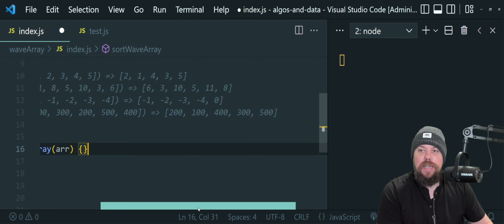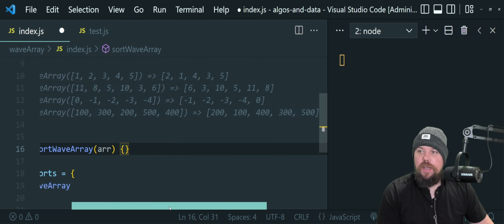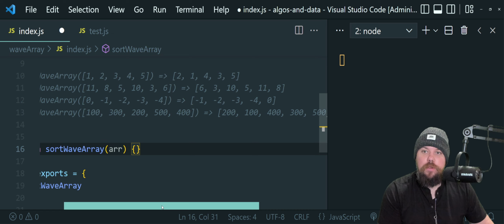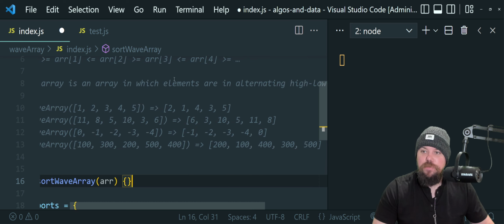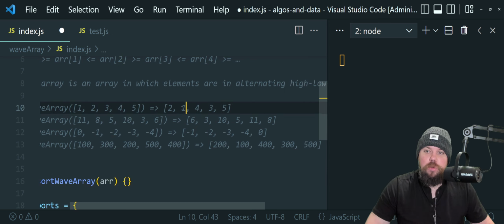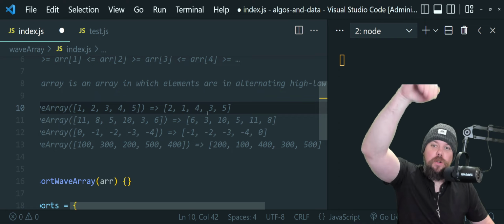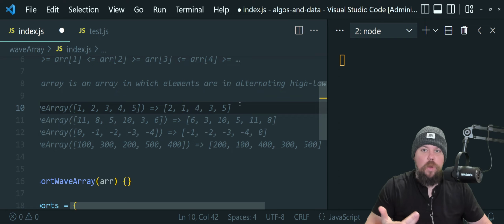We should be able to handle negative integers as well. And then just having some fun random inputs, like 1, 2, 3, 4, 5, which is an ascending sorted array of integers, and our output ends up being 2 to 1, up to 4, down to 3, up to 5. Hence, we get our wave array pattern.